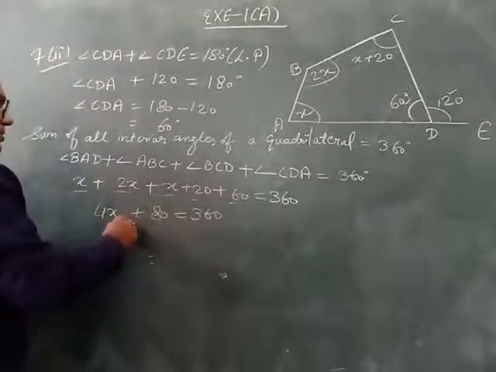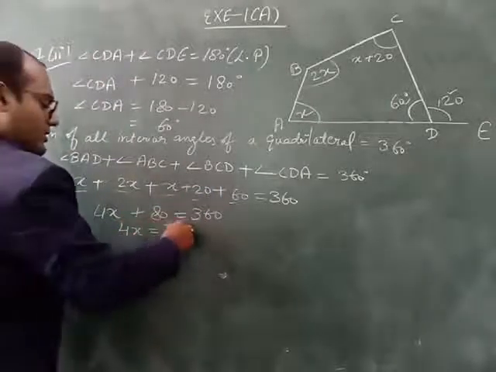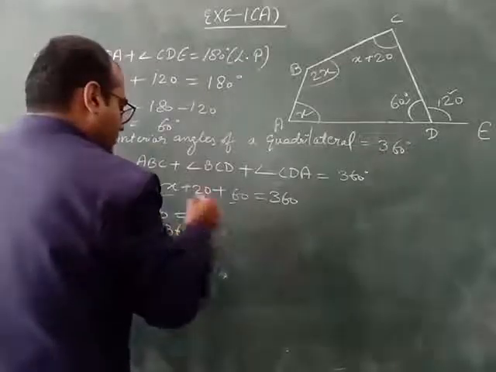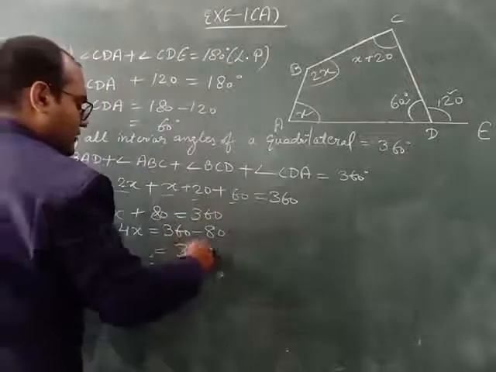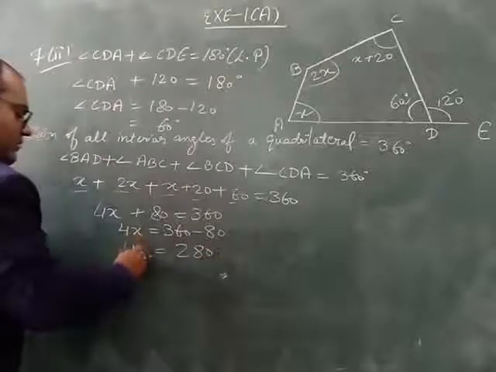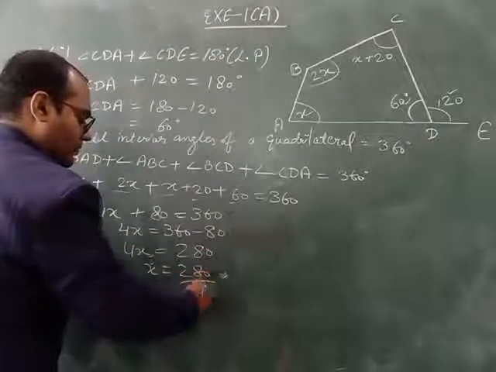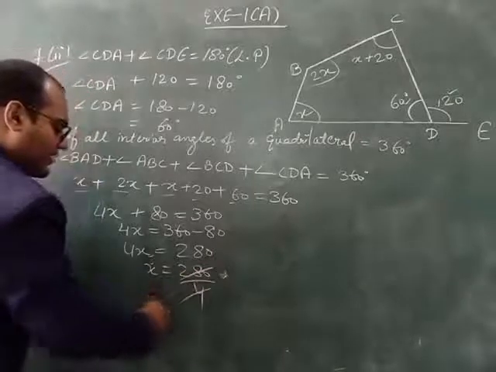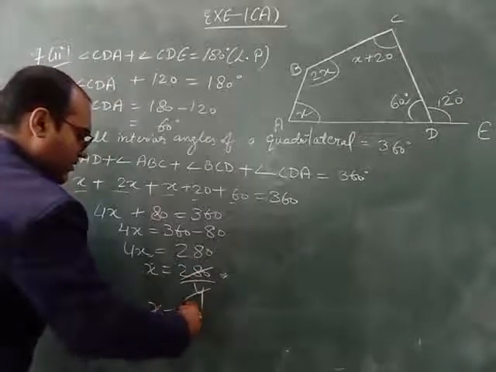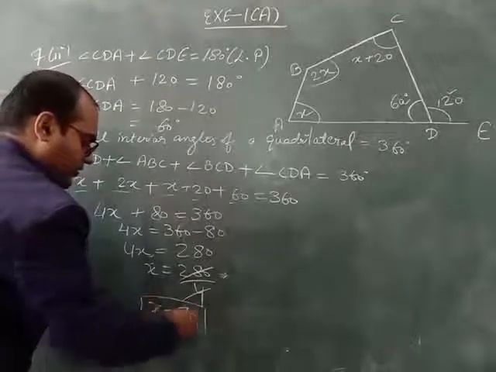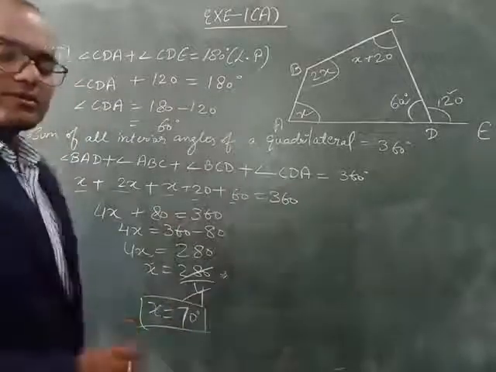Plus 80 will come on the right hand side. It will become 360 minus 80. So here we get 280. 4x is 280, so x is 280 upon 4. On cancelling it, we get x is equal to 70 degree. So the final answer of x is 70.